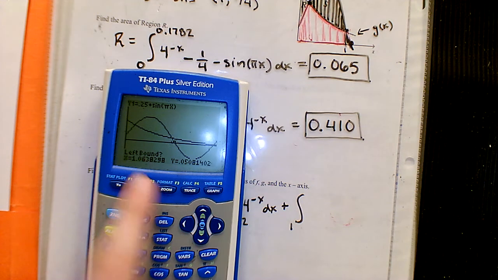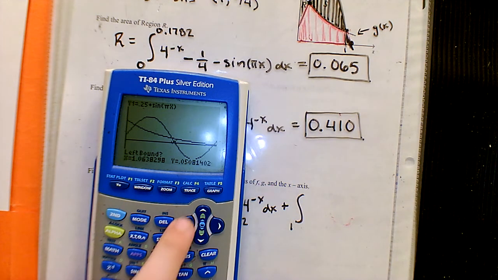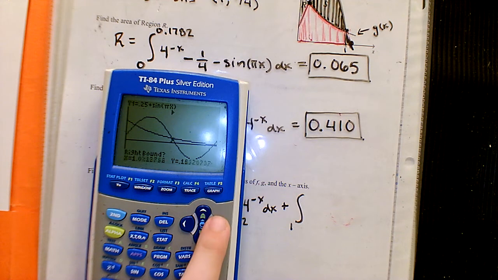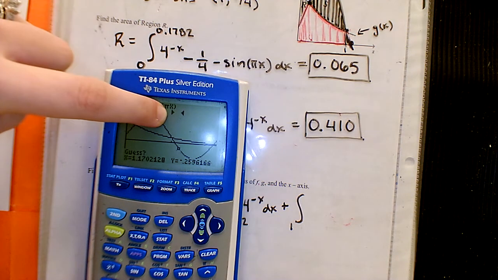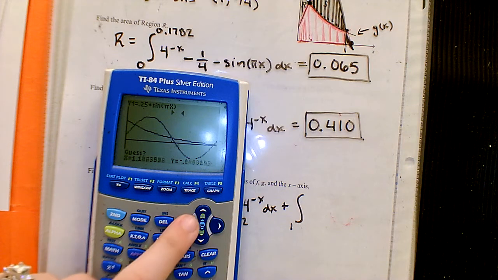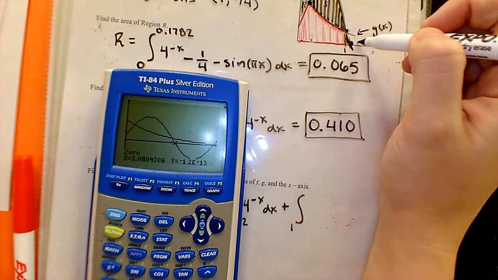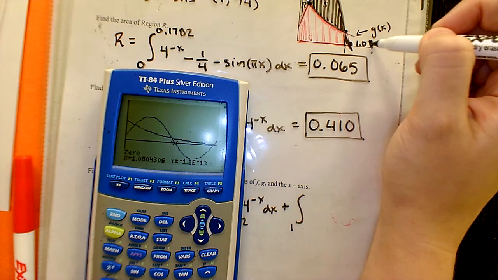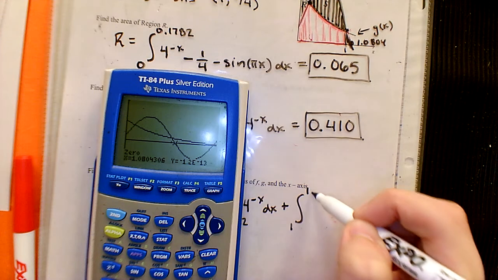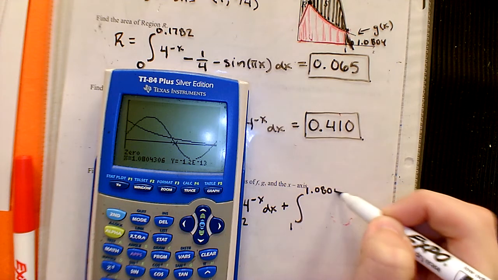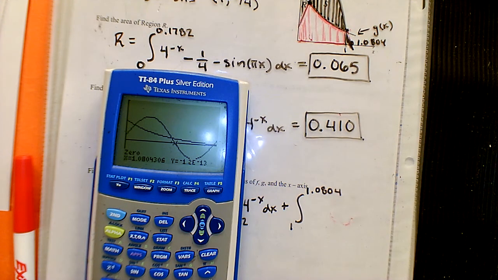It first wants us to choose a point on the left. So we'll go to the left a little bit and hit enter. Then it wants us to pick a point on the right. So we'll hit enter. You're basically telling the calculator the x-intercept is somewhere between those arrows. And we'll take a guess. So the x-intercept looks like it happens at 1.0804. That needs to be our upper bound because that's where the area ends.